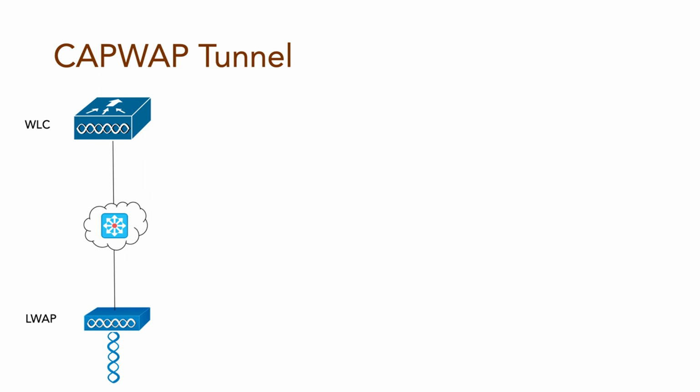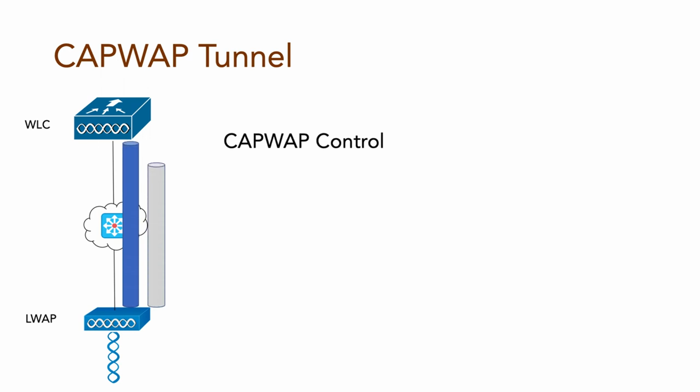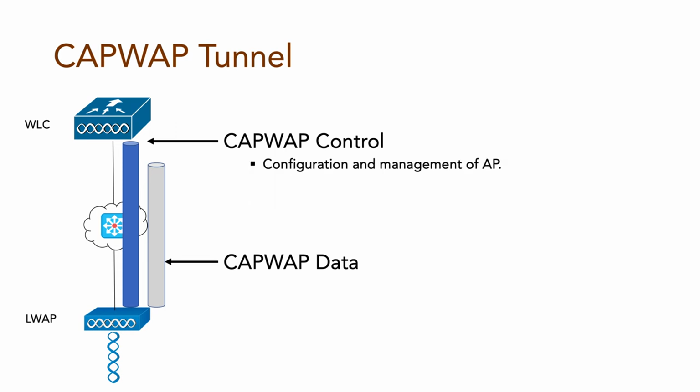The CAPWAP relationship actually consists of two separate tunnels as follows. One is the CAPWAP control tunnel and another one is the CAPWAP data tunnel. The CAPWAP control tunnel is responsible for messages that are related to the configuration and management of the access point. They are authenticated and encrypted and use UDP port 5246.